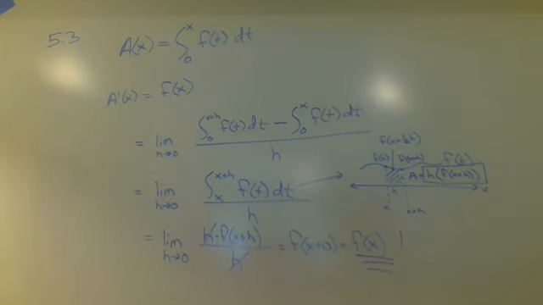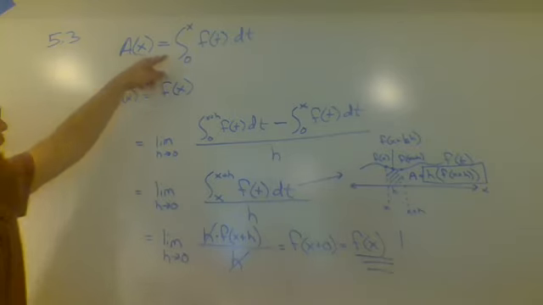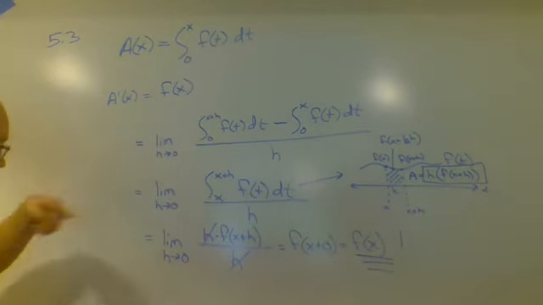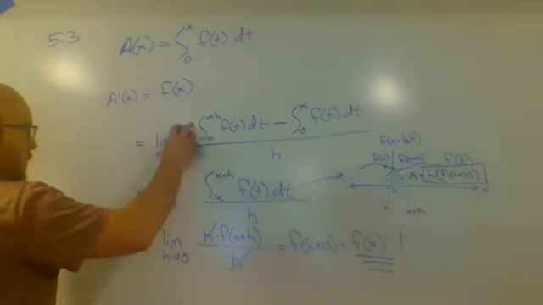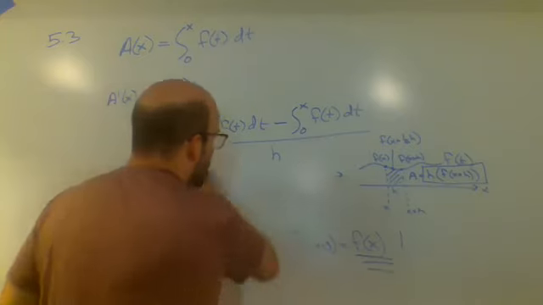Okay, so that's proving what we had on the board just a few minutes ago, that I'll rewrite up here. That if I take the derivative of the area function, I get the original function. That means working backwards, if I need to calculate the area, I can work through the antiderivative.